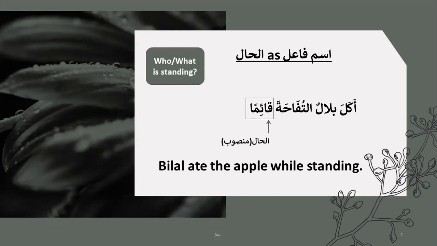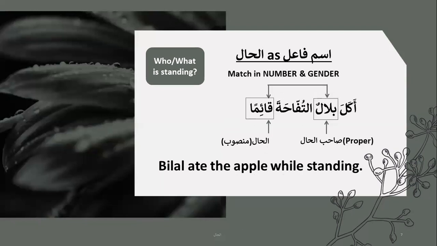Now you have to find out who is it that is standing. Qa'iman, is it the apple which is standing, or is it Bilal who is standing? So you would see that it's Bilal who was standing and eating the apple. So that's your sahibul hal, your outside fa'il. Also, you can see it matches in number and gender. So qa'iman is singular, Bilalun is singular. Qa'iman is masculine, Bilalun is also masculine.